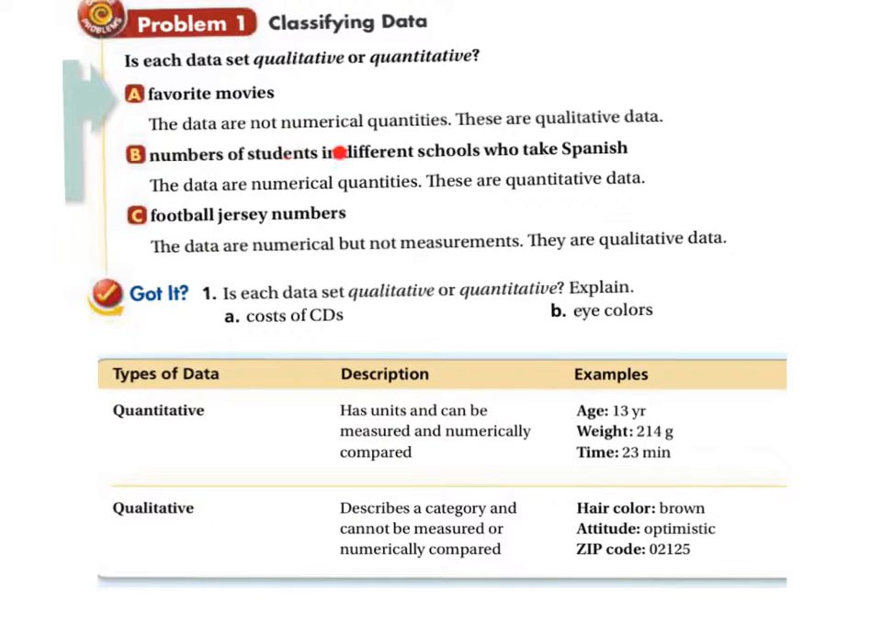So here, numbers of students in different schools who take Spanish. That's data. That's hard data. That's quantitative. Quantities, right? Quantitative. Football jersey numbers. Yes, it's a number, but it's not a numerical measurement. That's still qualitative data, like the most popular football jersey numbers that people wear. You don't average two football players' numbers and come up with one in the middle. That doesn't make any sense. So again, a reminder here: quantitative, qualitative from your vocab.